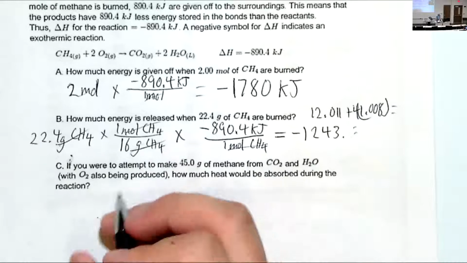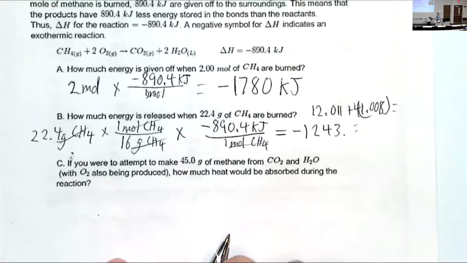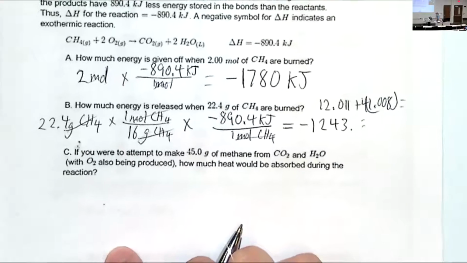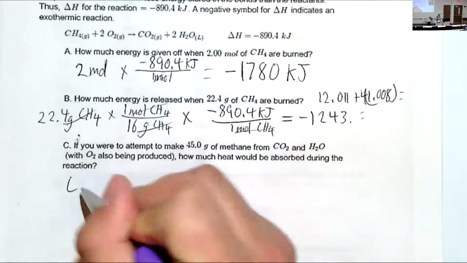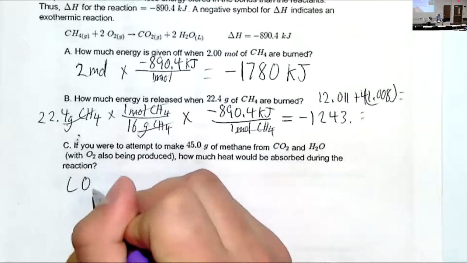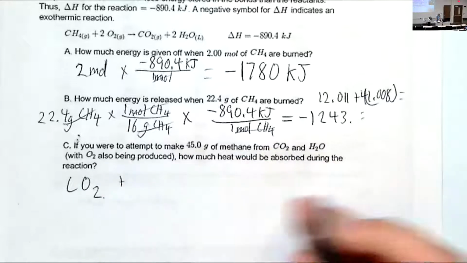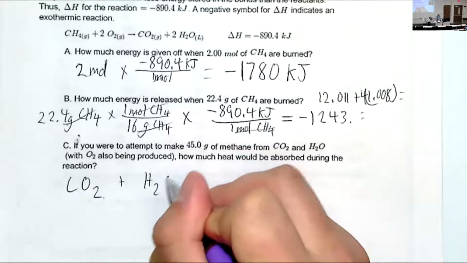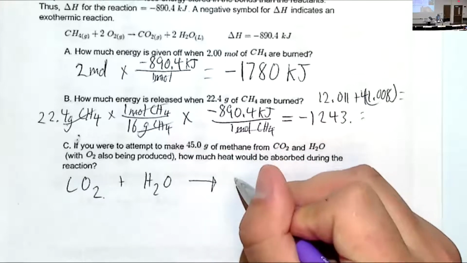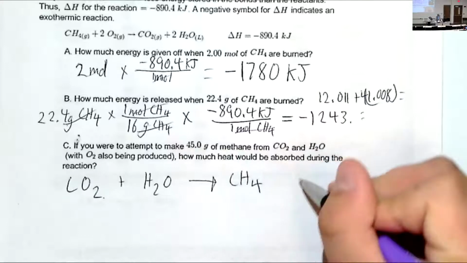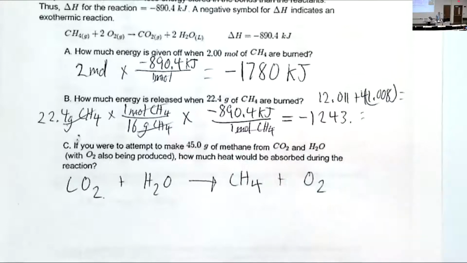So I'll write that out real quick. If you have paper in front of you, you can write it out while I'm writing it out, but if not, just follow along. So you get your carbon dioxide, plus your H2O, to get your CH4 plus O2.